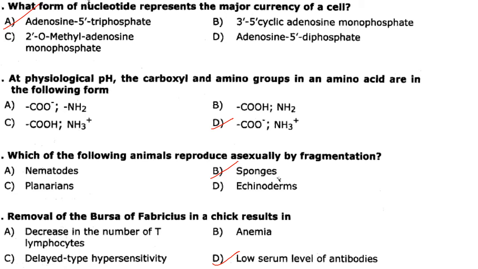Which of the following animals reproduce asexually by fragmentation? So this kind of reproduction is carried out by sponges. Answer is option B. Removal of bursa of fabricus in the chick results in low serum level of antibodies because they are involved in the formation and development of antibodies in birds. That is bursa of fabricus. It is where the B cells mature and develop. So low serum level of antibodies will be found if there is removal of bursa of fabricus in birds.